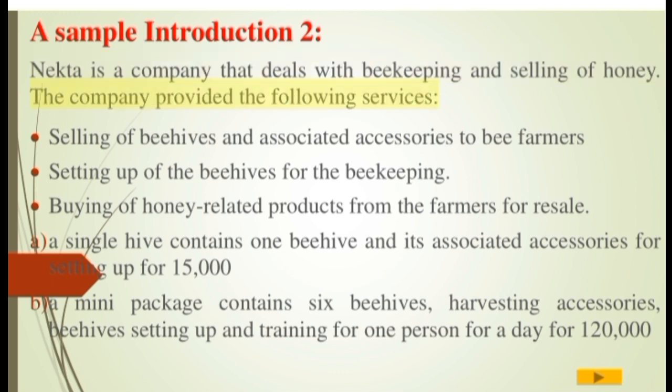The company provided the following services: selling of beehives and associated accessories to bee farmers, setting up of the beehives for the beekeeping, buying of honey-related products from the farmers for resale. A single hive contains 1 beehive and its associated accessories for setting up for 15,000 bee. A mini package contains 6 beehives, harvesting accessories, beehives setting up and training for 1 person for a day for 120,000.